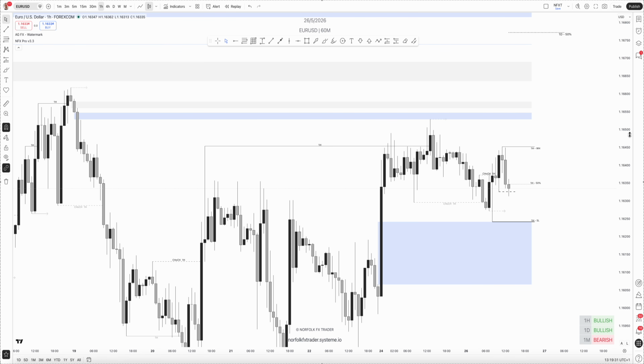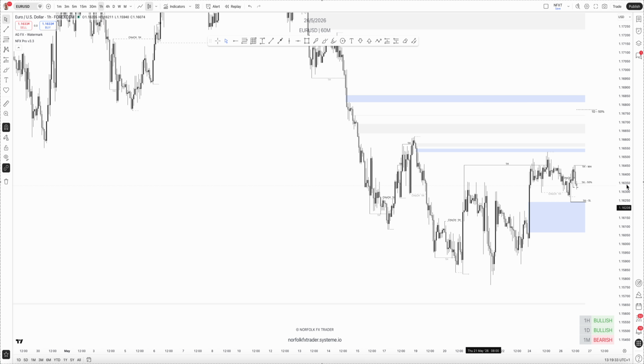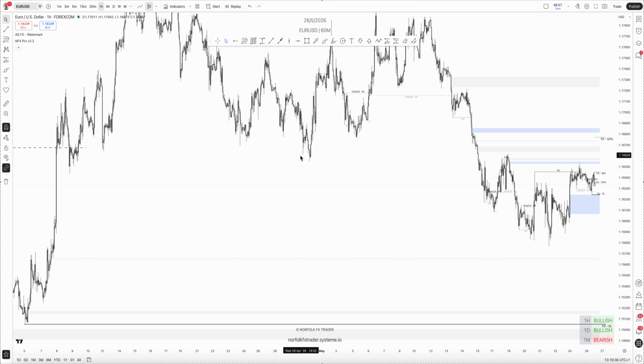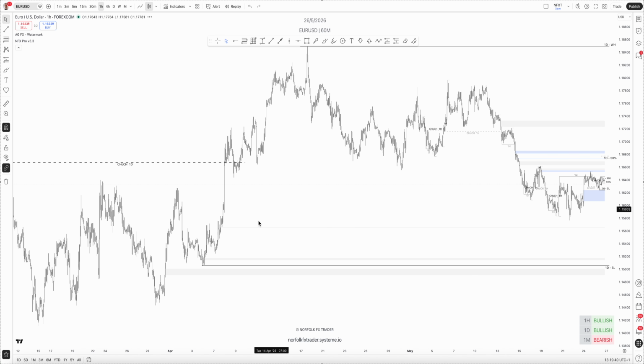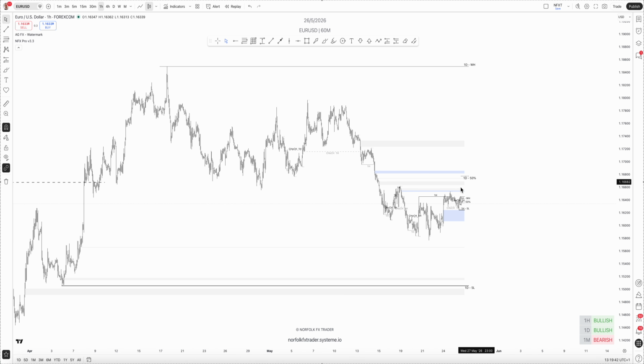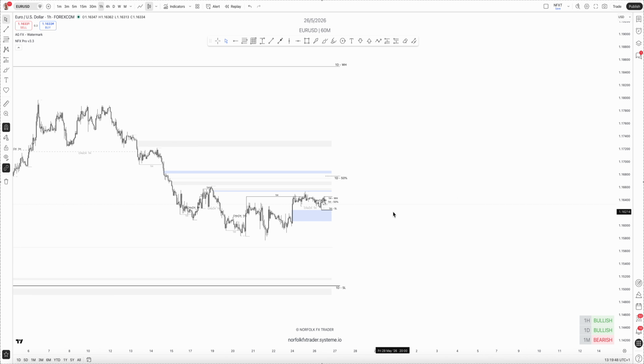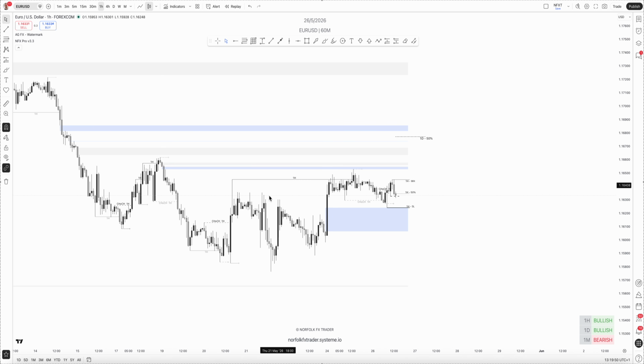So again, if we look at the daily structure, where's the 50% again on the daily? Let me shrink this chart down. There's our current bullish move on the daily. There's our 50%. That means right now we're inside discount. Prime area for us to start looking for a shift back bullish.